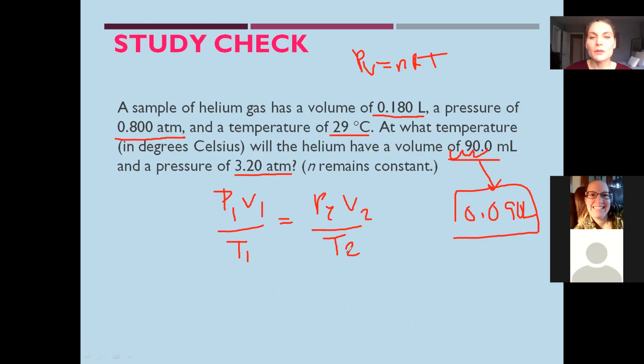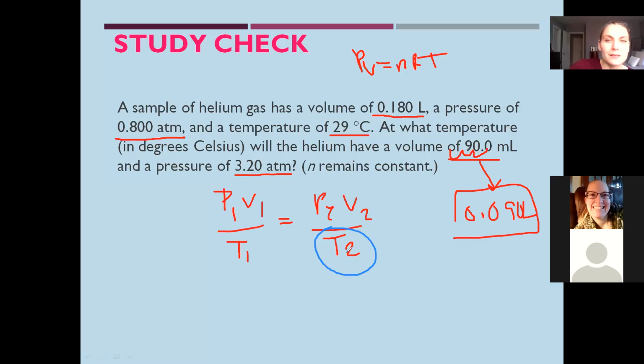So what we're trying to do is solve for what? It said, at what temperature in degrees Celsius will helium have a volume of 0.90 liters and a pressure of 3.2 atm? So what are we solving for here? Are we solving for T2? Yep, very good. We're solving for T2.